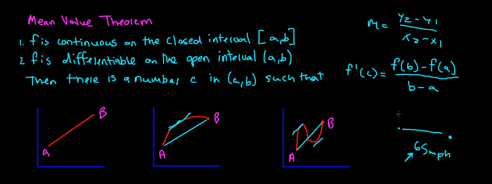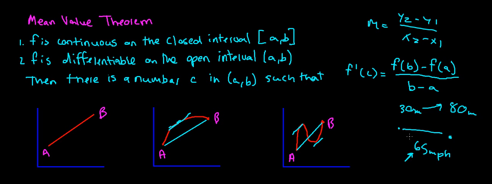I might have been going 30 miles an hour for quite a few hours and then increased to 80 miles an hour. But at some point in between this jump, I was going 65 miles an hour. So that is what this mean value theorem is saying. At some point, the derivative was equal to my average velocity. And if I think about it when I'm traveling, it just makes sense.